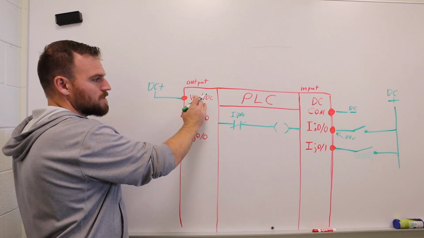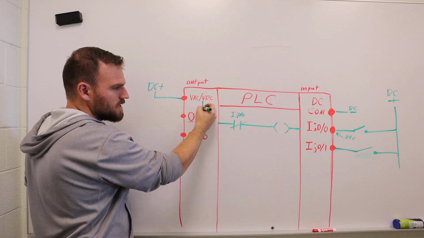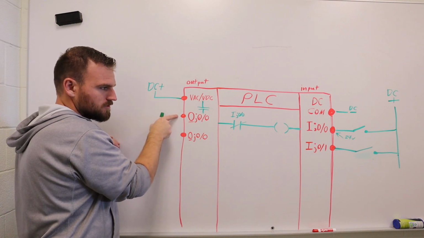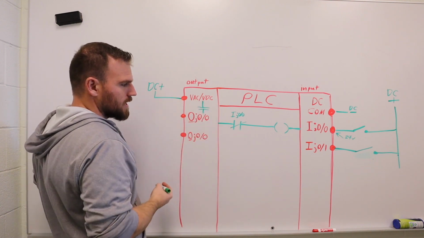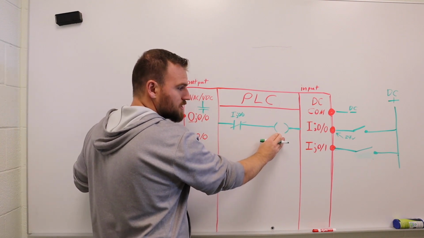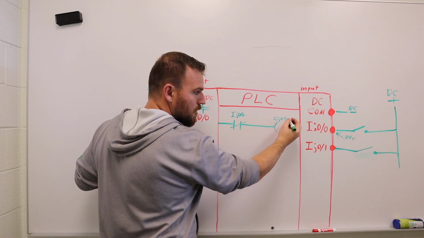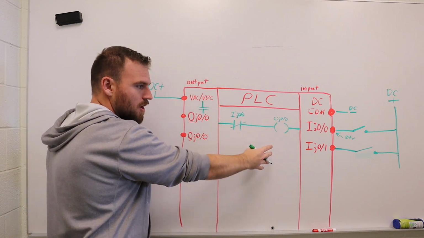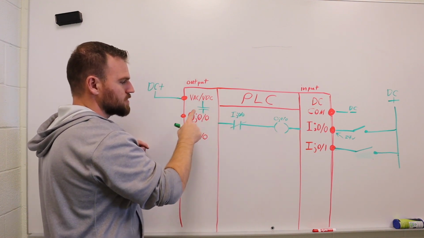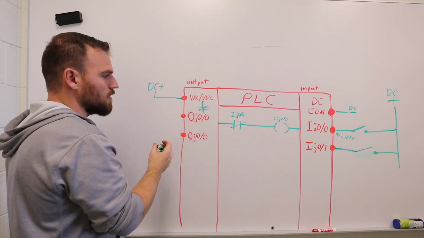So like I said, you're going to send power here. There's going to be a contact that's internal between these two terminals here. So this doesn't really exist, I'm just drawing it in there. Because when this instruction here, which will be labeled an O:0/0 probably, or something like that, it's going to start with an O. When it receives a signal, when this is true, it's going to turn on this contact here, letting the voltage go around and come out, okay?